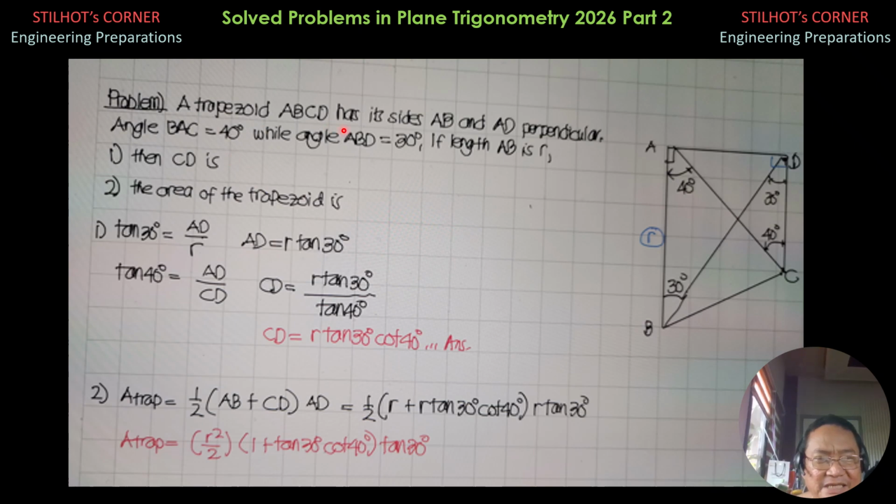A trapezoid ABCD has its sides AB and AD perpendicular. Angle BAC is 40 degrees, while angle ABD is 30 degrees. Because these two angles are not equal, and from the definition of a trapezoid, two sides must be parallel. So it should be CD that is parallel to AB. And this is the altitude, supposedly, the distance between parallel bases.